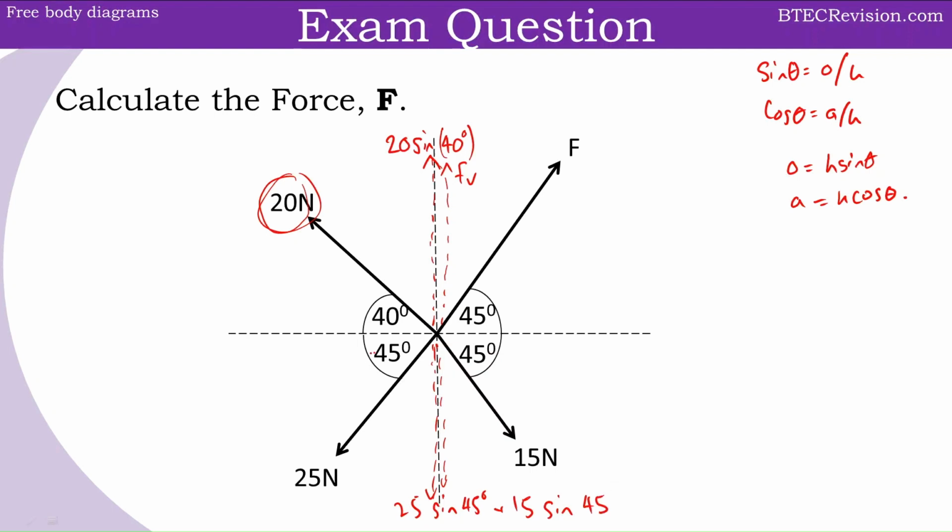Resolving for the horizontal, we can see for the 20 newton force, this is next to the angle, so that's adjacent, and we're going to have to use cos theta. So that will be 20 cos theta, and in this case, that's 40 degrees. And for the 25, that's 25 cos 45 degrees. And looking towards the right side, we have the force horizontal. We write that as FH.